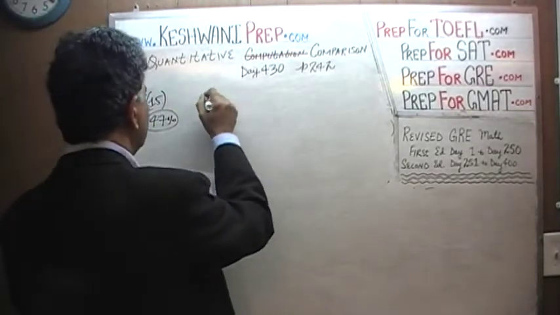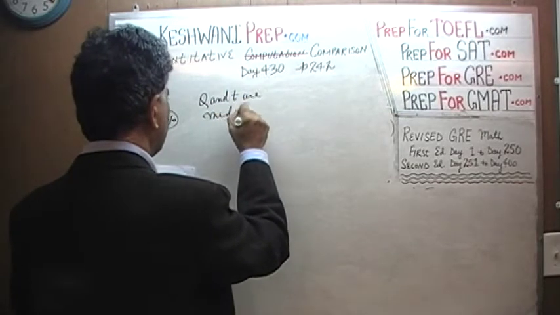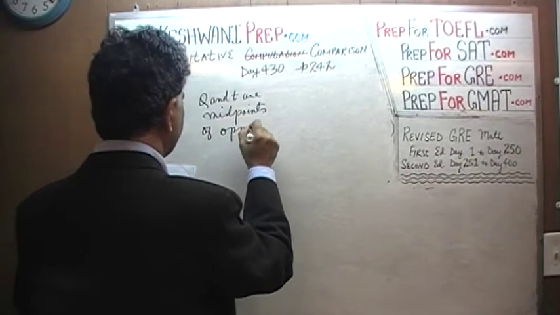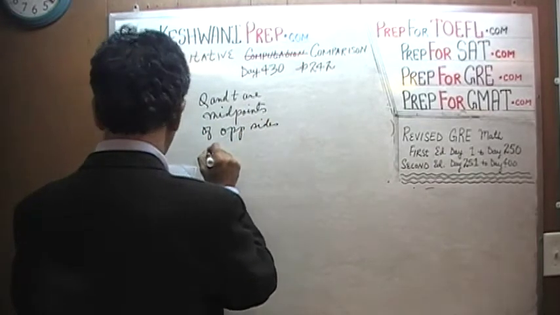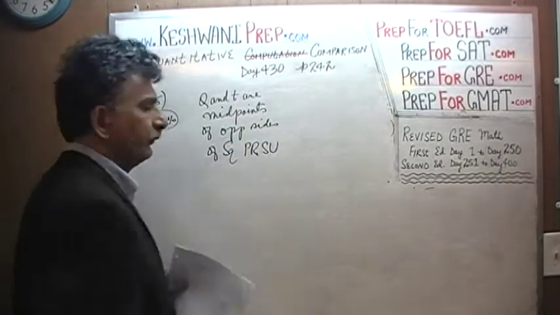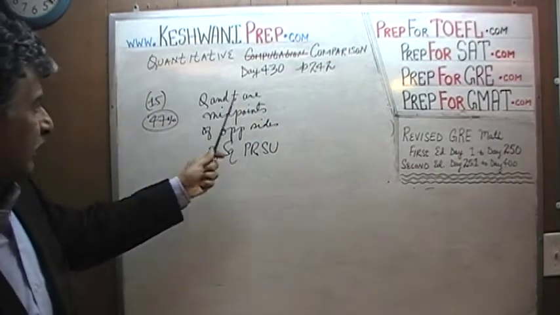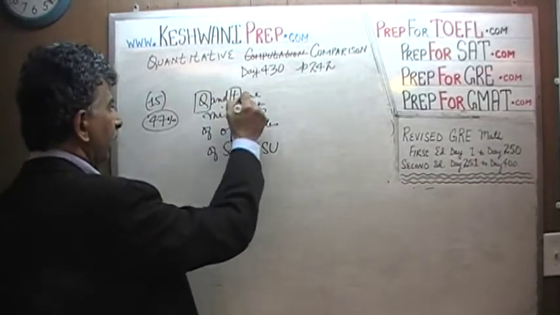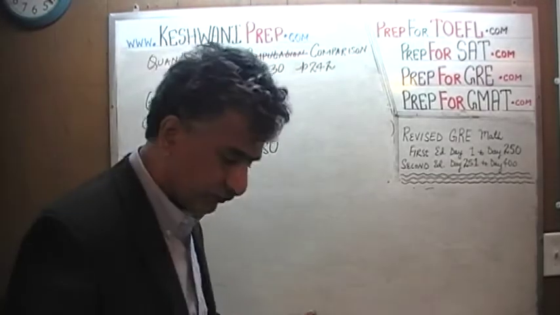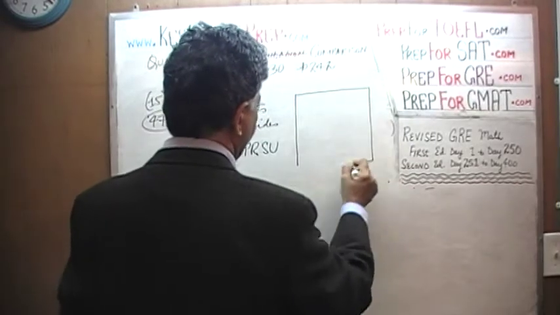We are told that Q and T are midpoints of opposite sides of a square PRSU. So let's draw our square here that is given to us. The square looks like this.